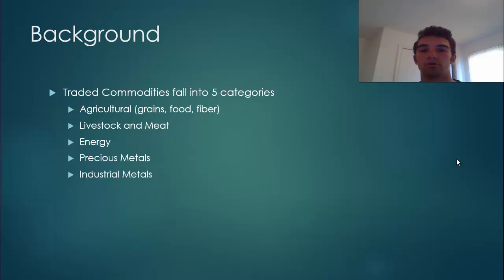One is agricultural, which are grains, food, and fiber. Two is livestock and meat. Cattle is one of them. Then you have energy. An example would be oil and natural gas. And precious metals. The most important ones we know are gold and silver. And then industrial metals such as aluminum and copper.